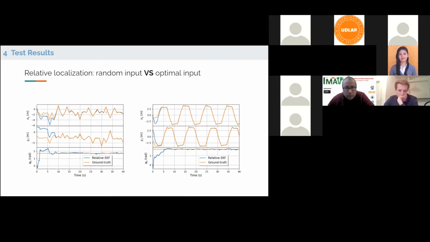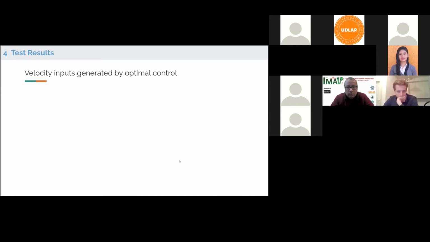So this is the figure for the previous test. For the three-dimensional relative states, we can see in both x, y, and the relative yaw, the optimal control has a faster convergence time and also a smaller localization error in the long term.